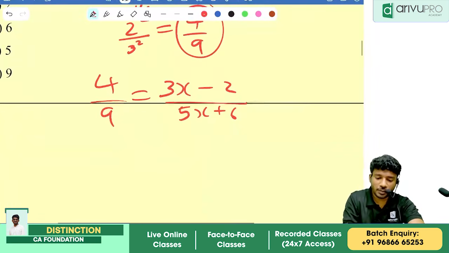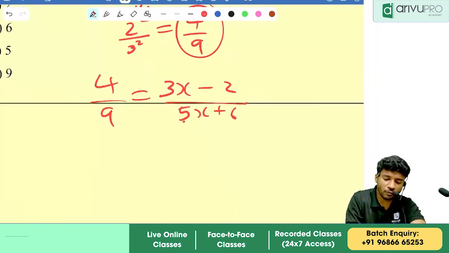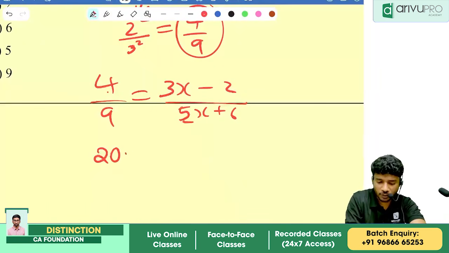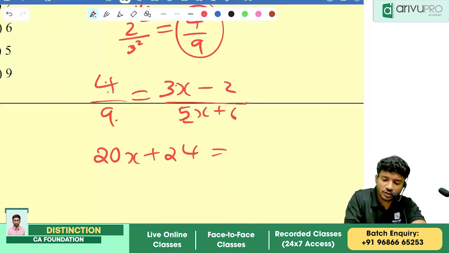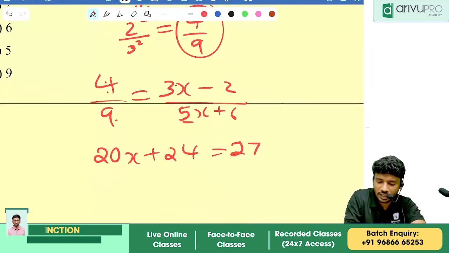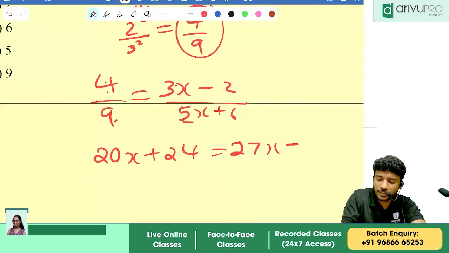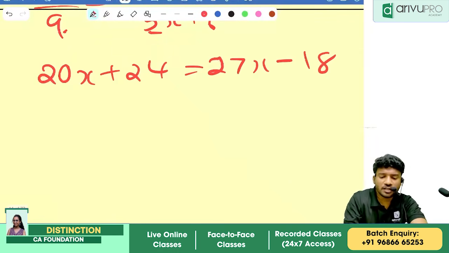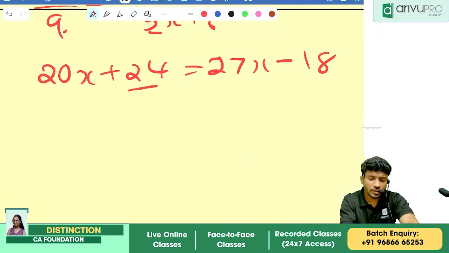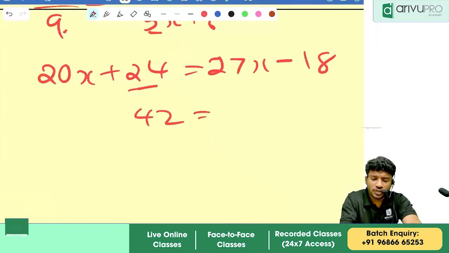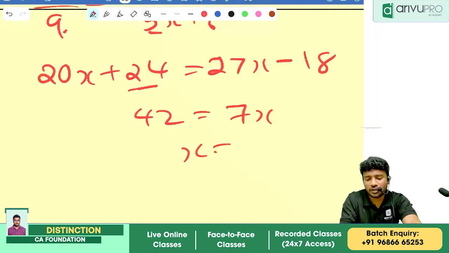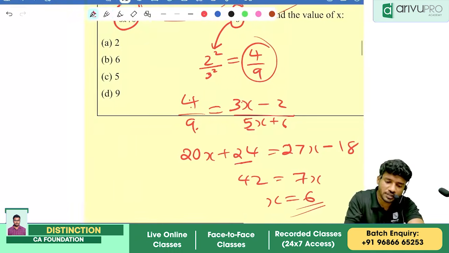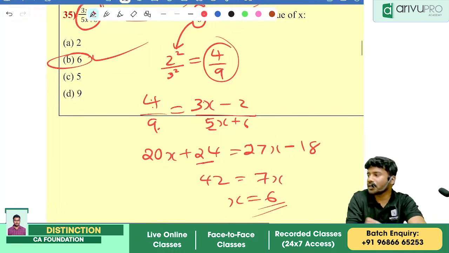If you want to cross multiply, cross multiply. That will become what? 5x into 4 will become 20x. 6 into 4 will become 24. 9 into 3 will become 27x. Then 9 into 2 will become minus 18. From this I will write what? Rearrange it. Tell me, how much is it? 42 is equal to 7x. X is equal to how much? 6. Which option is the answer, people? Option B is the answer.